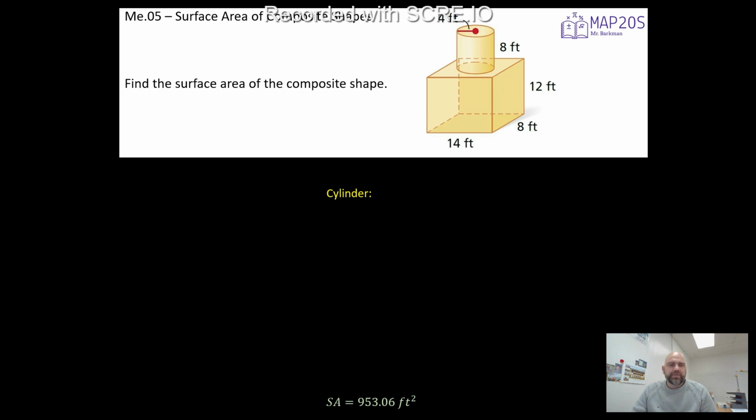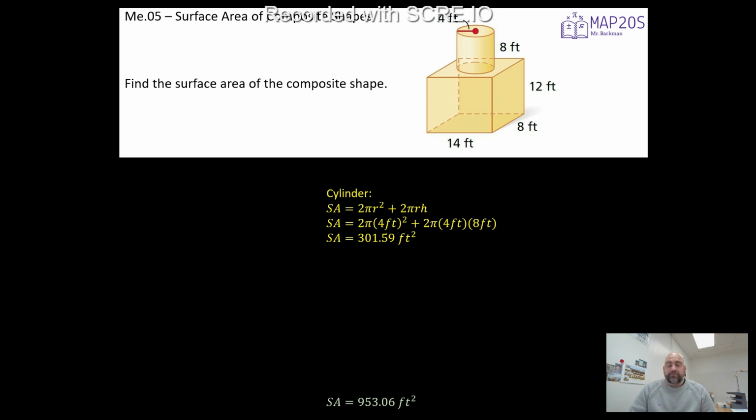The top shape that we have is a cylinder which has a radius of 4 feet and a height of 8 feet. I'm going to use my surface area formula for a cylinder, which is 2 pi r squared plus 2 pi rh. The 2 pi r squared represents our top and bottom, and then 2 pi rh represents the outside, or the lateral area, of our cylinder. We have a radius of 4 and a height of 8, so we plug those values in. We come up with a surface area of 301.59 square feet.